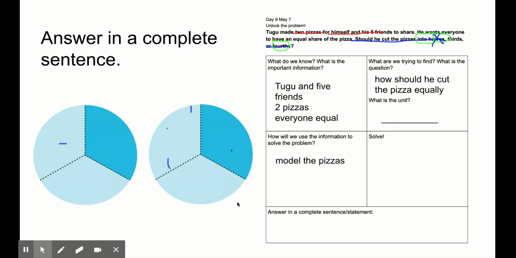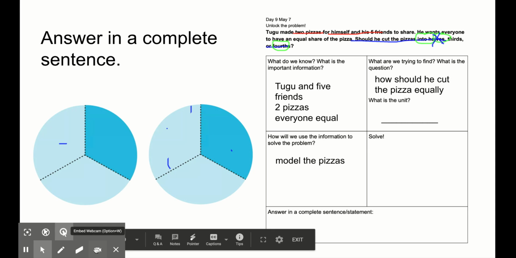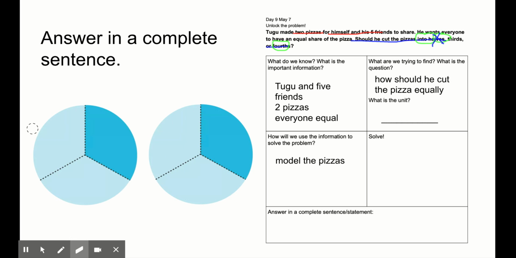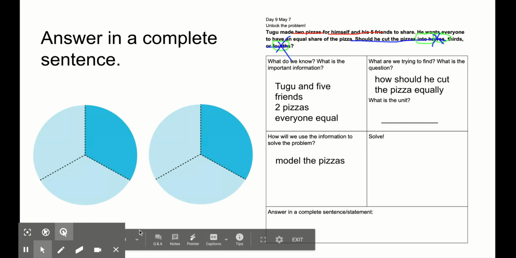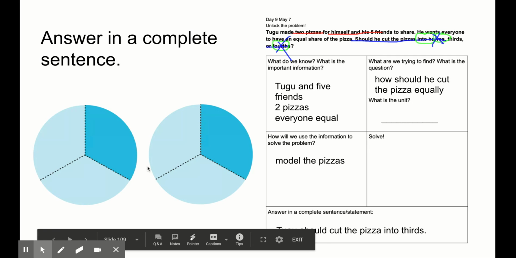So now we need to answer in a complete sentence. We've modeled, we've drawn the picture, we've decided that the answer is thirds. So it says, should Tugu cut the pizza into halves, thirds, or fourths? And we know that the best answer is thirds. So your complete sentence could say, Tugu should cut the pizza into thirds.